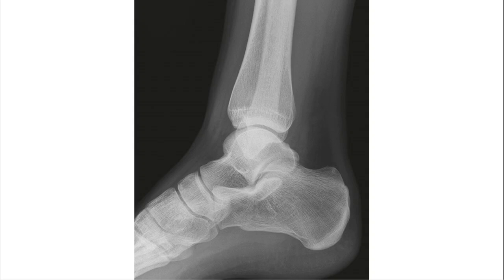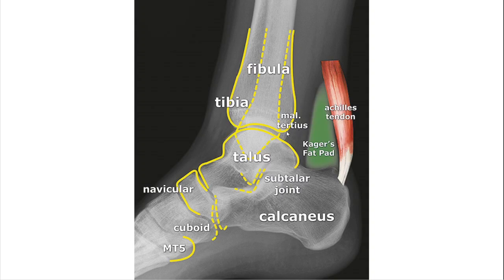Okay. So another thing that is labeled here is malleolus tertius. We have lateral malleolus, we have medial malleolus. The posterior part of tibia is sometimes referred to as the malleolus tertius by some physicians and radiologists.